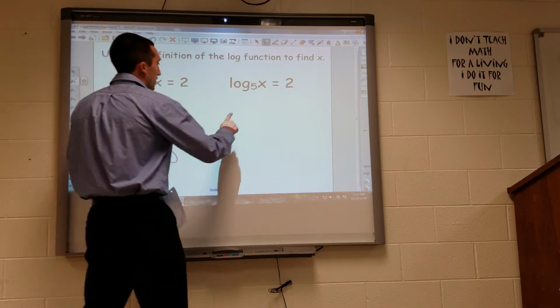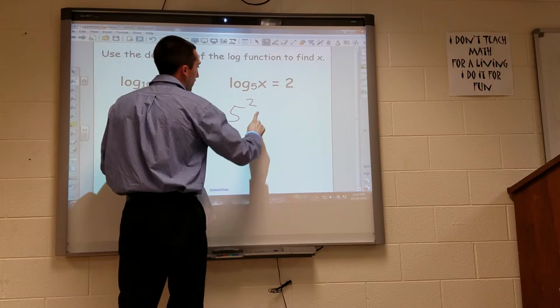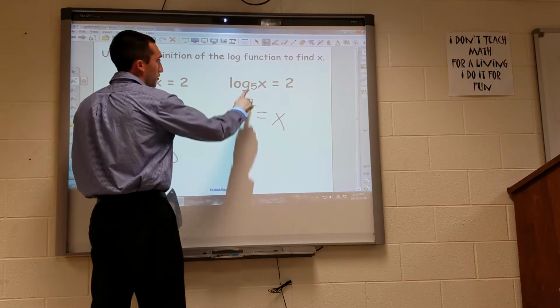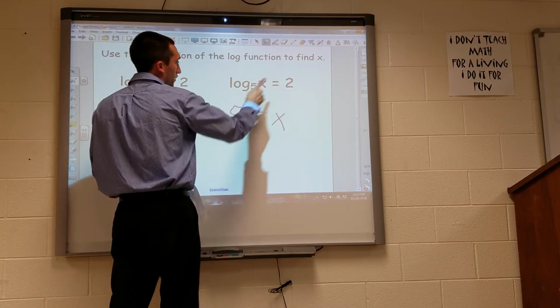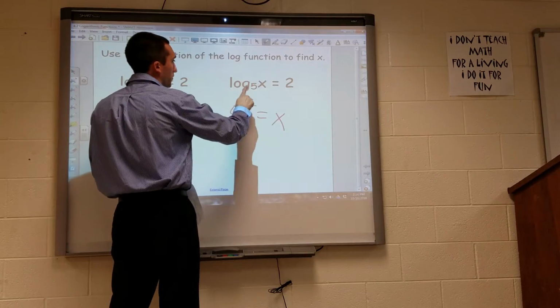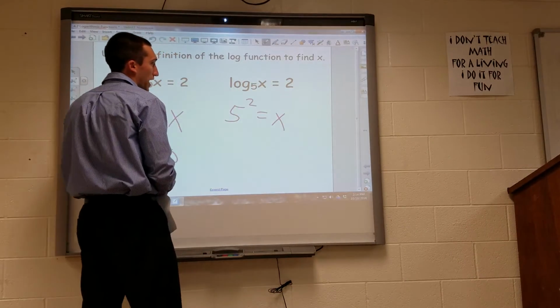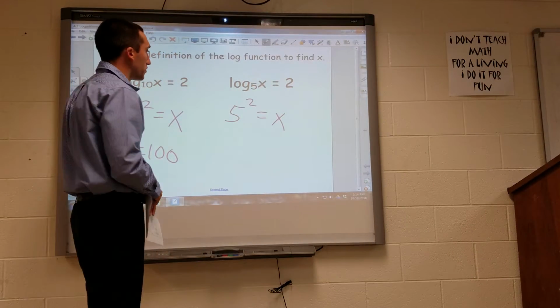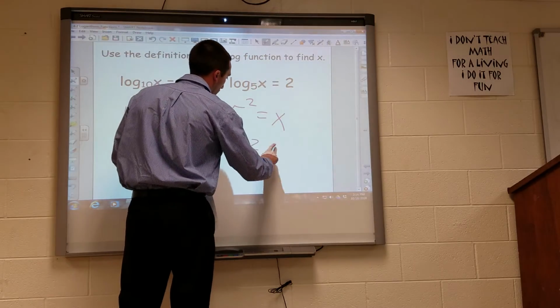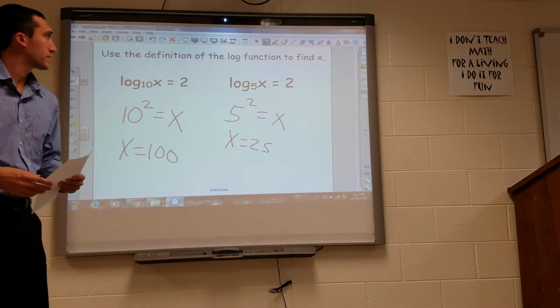Same thing over here. I've got base 5 squared equals x. Remember, this is going to be the base of my exponent. This is going to be my exponent. Whatever I'm taking the log of is now what my exponential expression is equal to. So here, x equals 25. That's all there is to it.